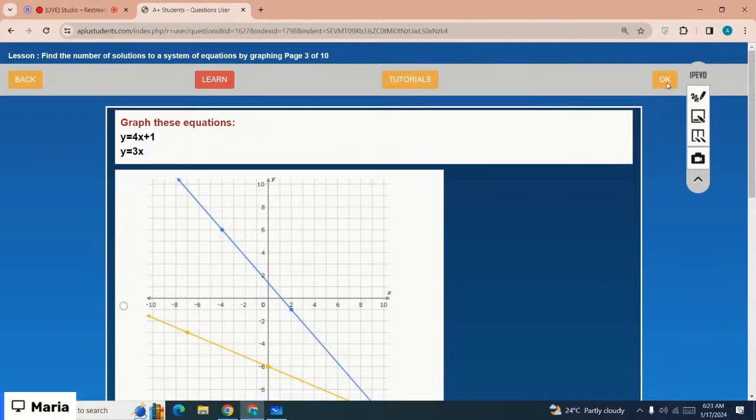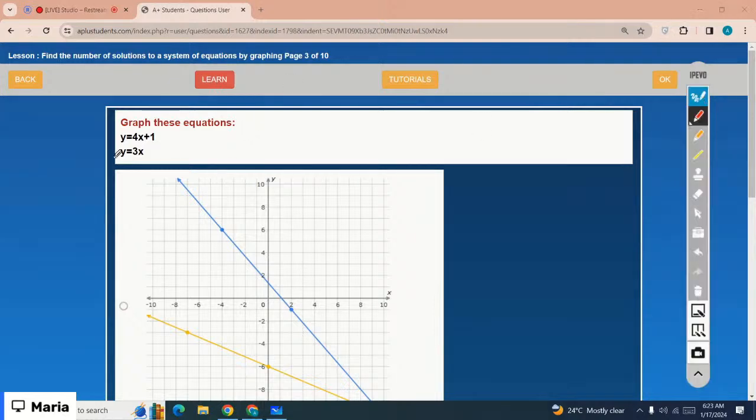Okay, graph the equations y equals 4x plus 1 and y equals 3x, right? The slope for equation number 1 is 4. The y-intercept is, x is 0, y is 1, right? For the second one, slope is 3, but the y-intercept is 0. That means the line must be passing through the origin. So this isn't the correct option because no line is passing through the origin, right?